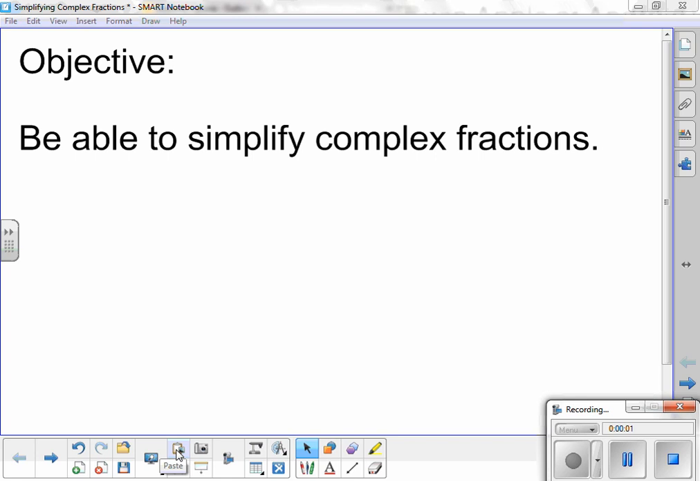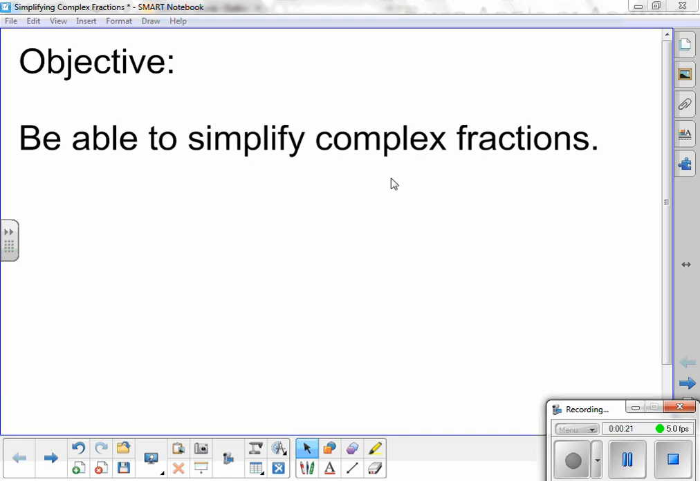Okay, so here are some notes to help out. They're basically my tutorial notes, I guess you could say. So the objective of the notes is to get you guys to be able to simplify what are called complex fractions. So hopefully you guys know what a fraction is. So these are complex fractions.